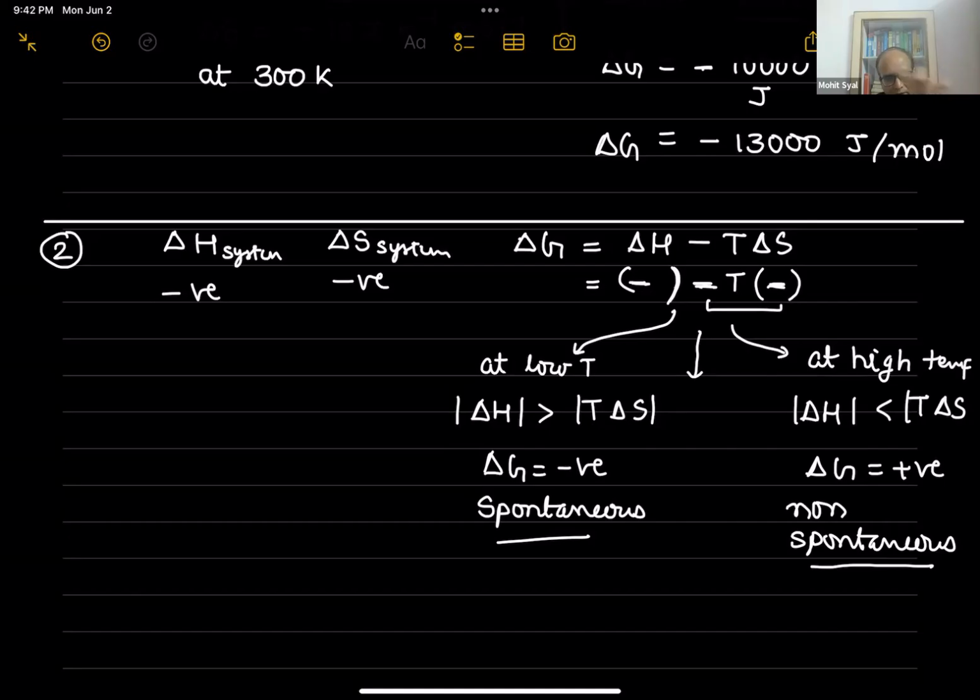For spontaneous, delta G is less than 0, and solve it for T. That is the temperature. You will get your answer. I will do more questions today.